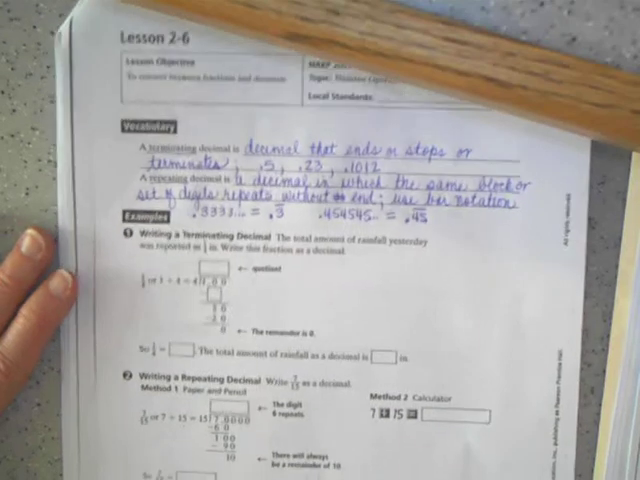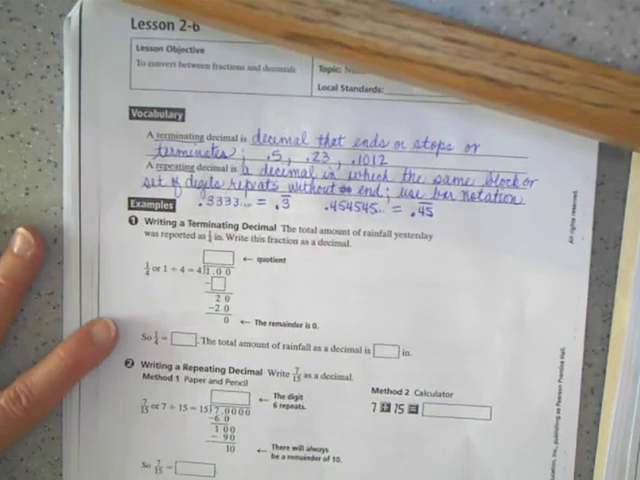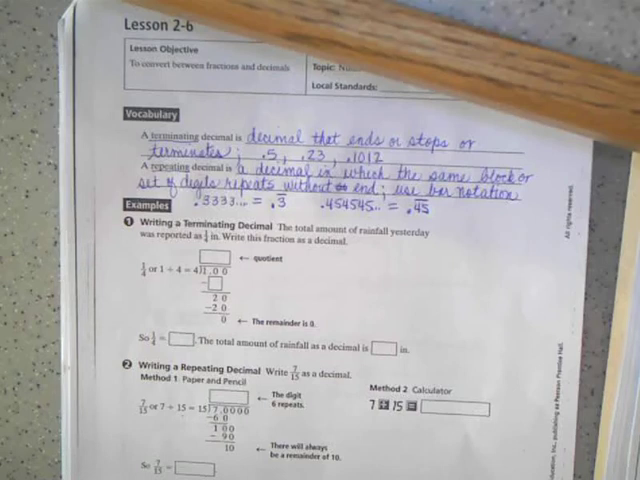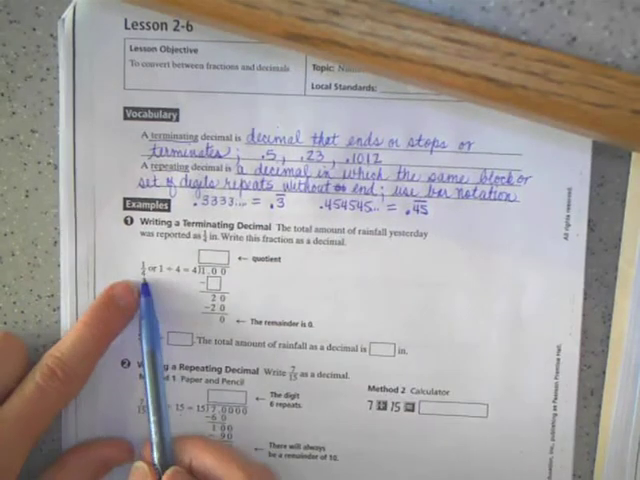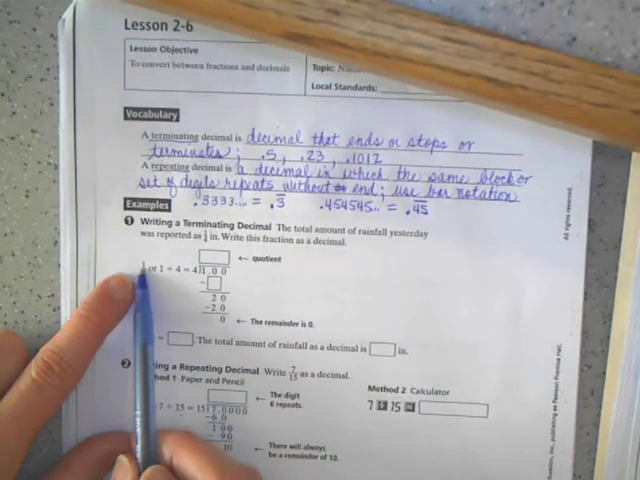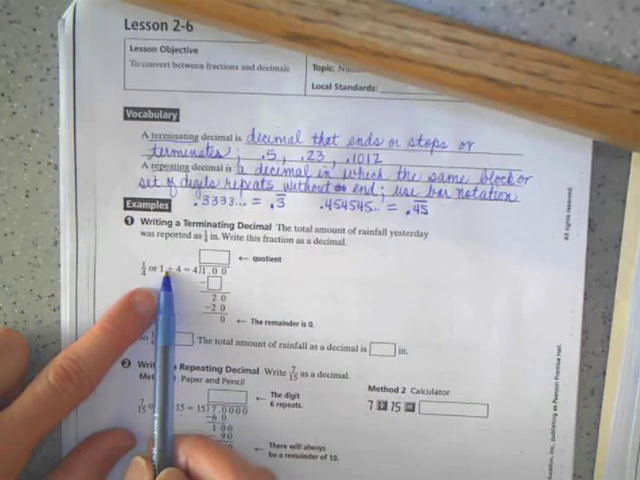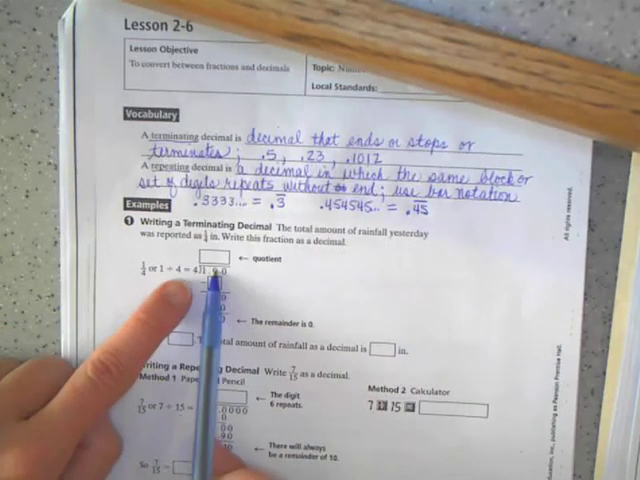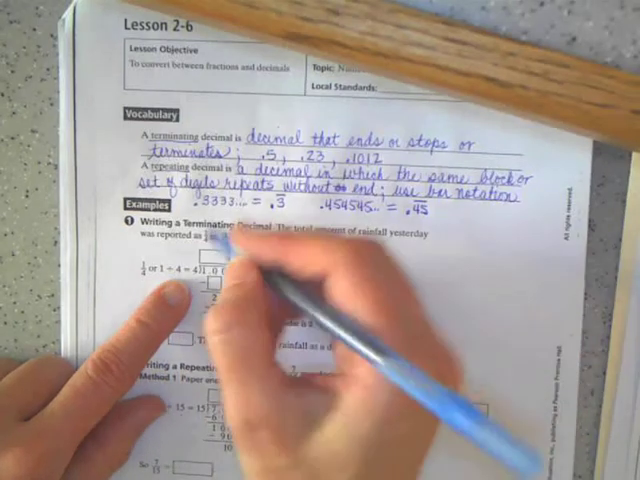Let's look at a few examples. The total amount of rainfall yesterday was reported as 1/4 of an inch. Write this fraction as a decimal. Again, we're going to go back to the definition of a fraction, and that the fraction bar acts like a division sign. So we're going to take 1 and divide that by 4.